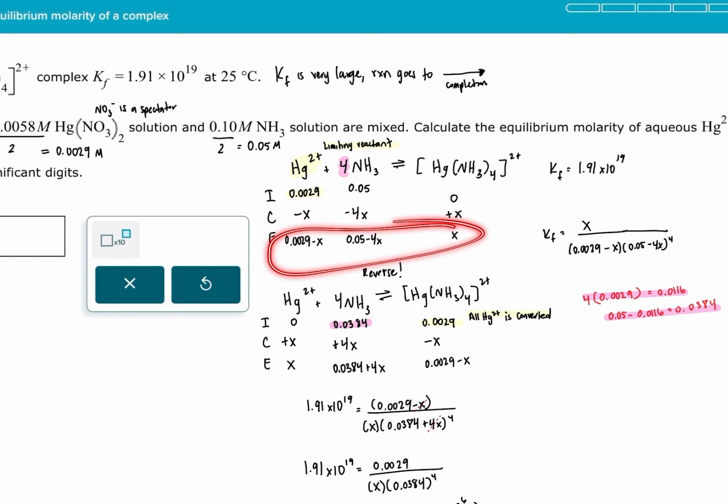But here we run into a problem. We can't use the small x approximation here, because if I get rid of this x in this term, I'm not going to be able to find my Hg2+ concentration easily. And that's what the problem is asking for. So there's a better way to do this.